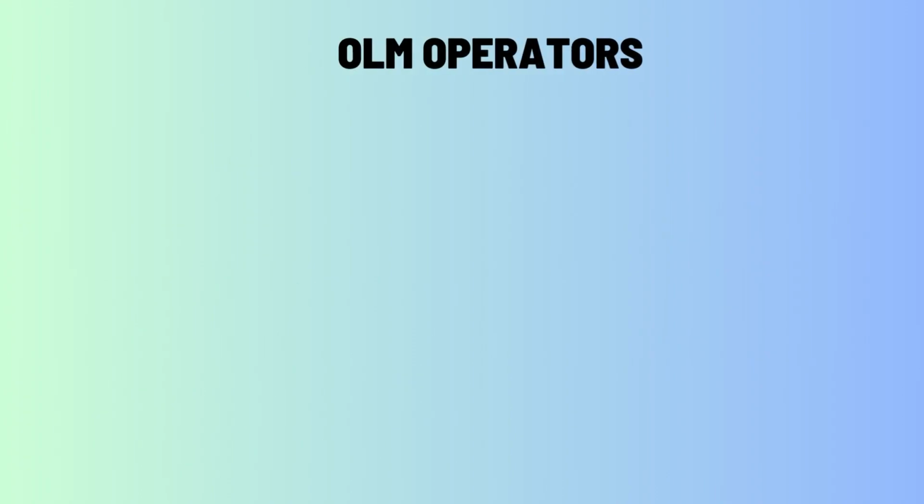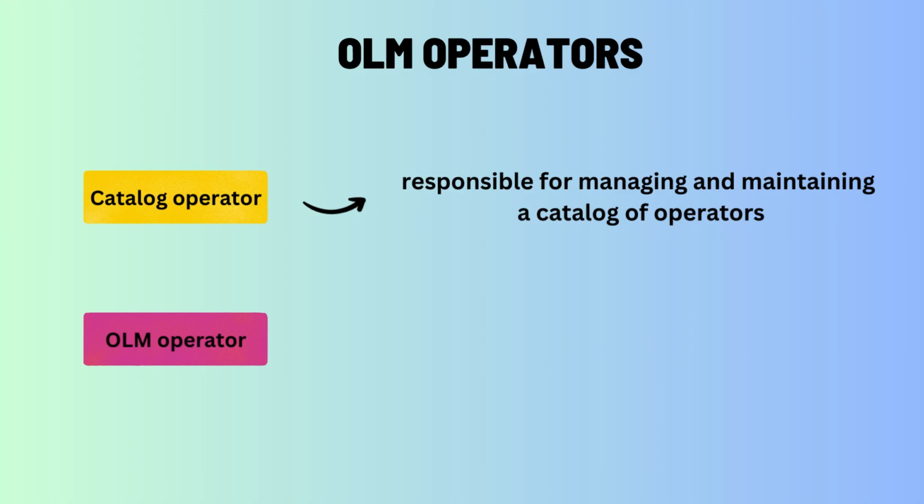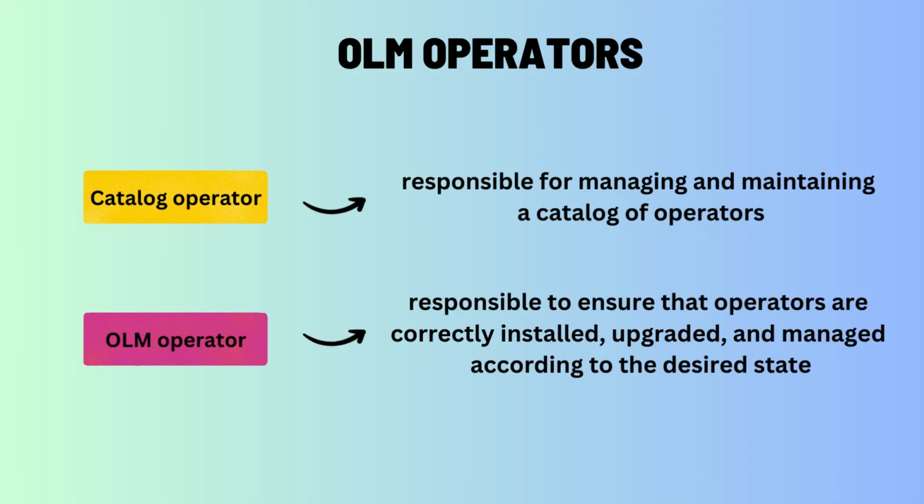OLM comes with two operators, Catalog Operator and OLM Operator. Catalog Operator is responsible for managing and maintaining a catalog of operators that are available for installation within a Kubernetes cluster. The catalog typically includes information about operators such as their versions, metadata, and installation procedures. OLM Operator is responsible to ensure that operators are correctly installed, upgraded, and managed according to the desired state.